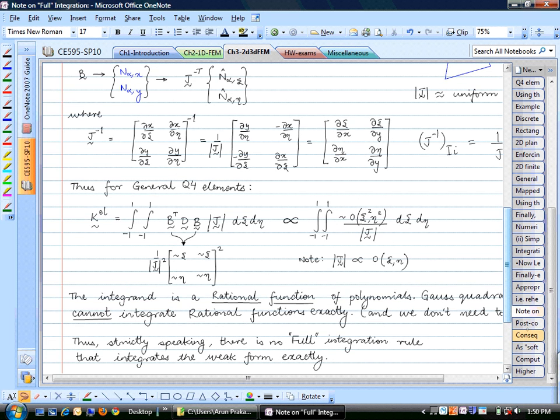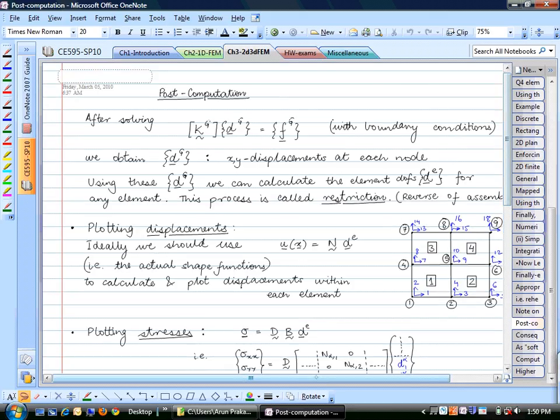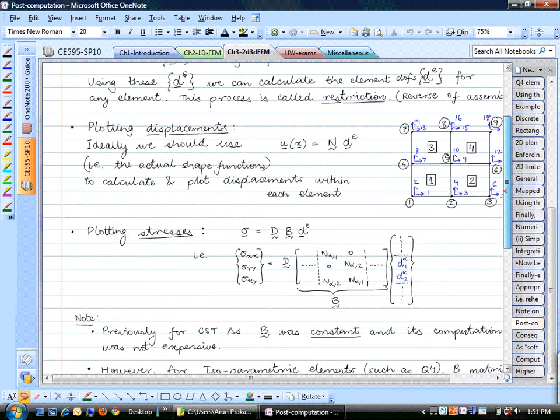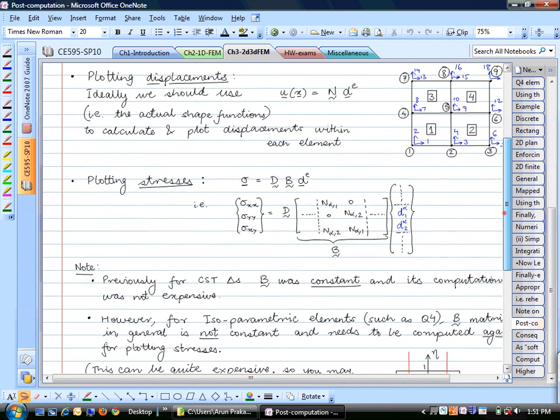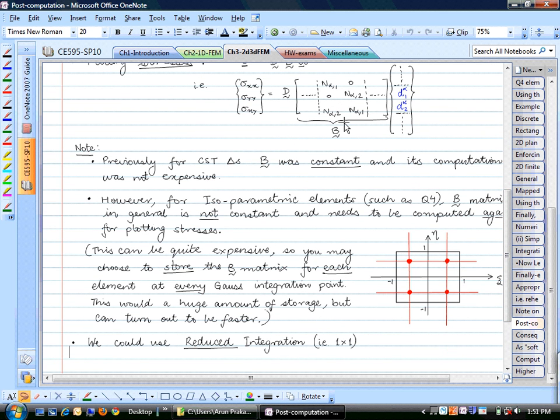We've already talked about all the consequences of reduced integration, and then we also saw last time how to do some post computation, where essentially we are calculating all these B matrices and the stress quantities after you've found all the solution. You go back and calculate your B matrix at each of those Gauss points, and you find your stresses there, and you interpolate them.